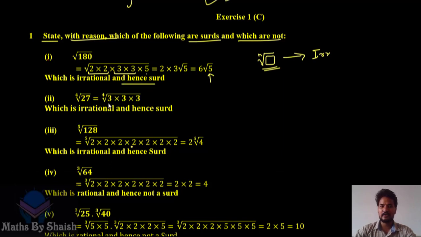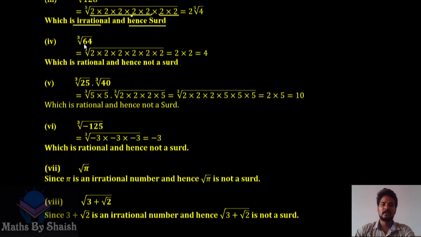Similarly, 27 can be written as 3 into 3 into 3, which will not come out of the fourth root, so it is going to be an irrational number, and this is a positive rational number, that's why it is going to be a surd. Similarly for the third one, 128, we can do the prime factorization, we will get 2 seven times. So this 5 pair of 2 will come out once, and 4 is still there, which is again a rational number, and hence it is going to be a surd.